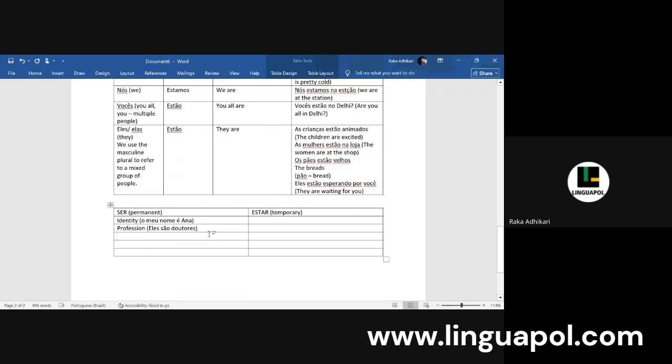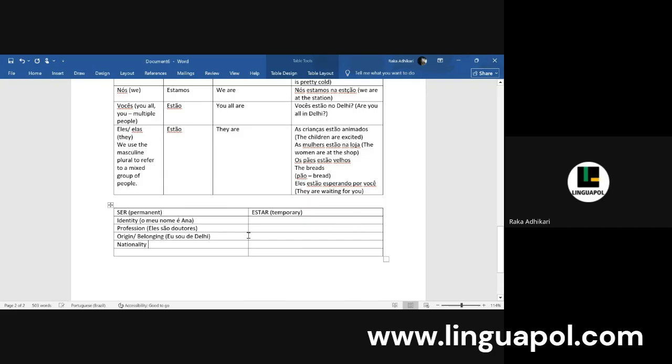Then again a part of identity only, but let's say origin or belonging. And similarly, nationality. All of them almost come in the same category. Origin, belonging, or nationality. So origin or belonging, you can say, for example, eu sou de Delhi. I am from Delhi. This is where I was born. Okay? So I am from Delhi. Eu sou de Delhi.